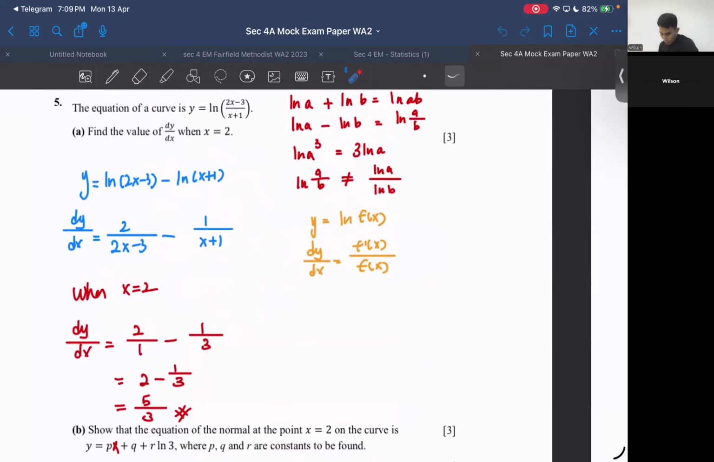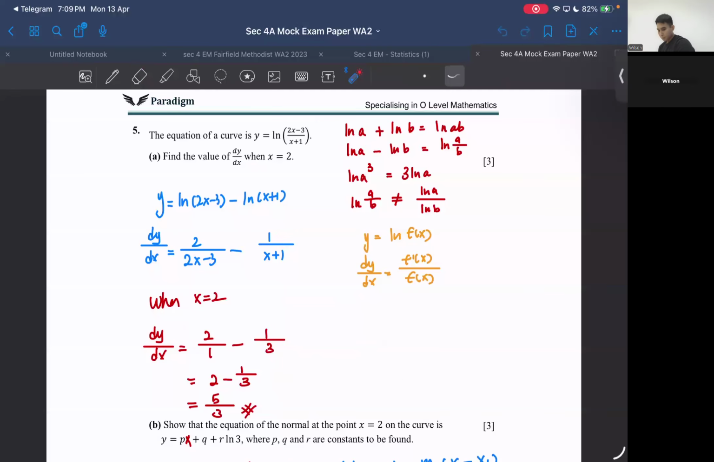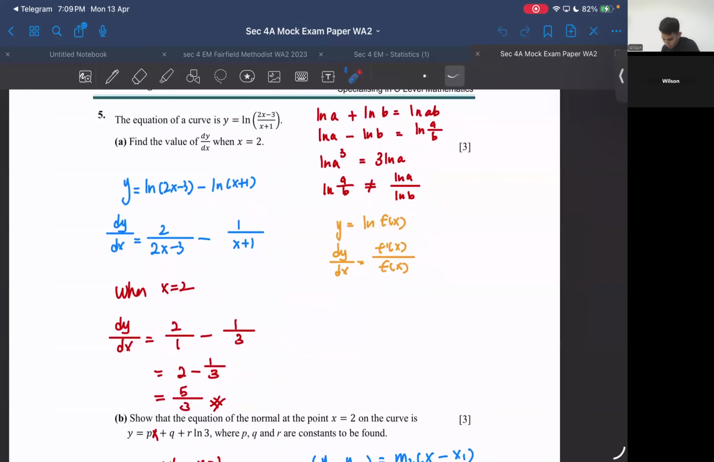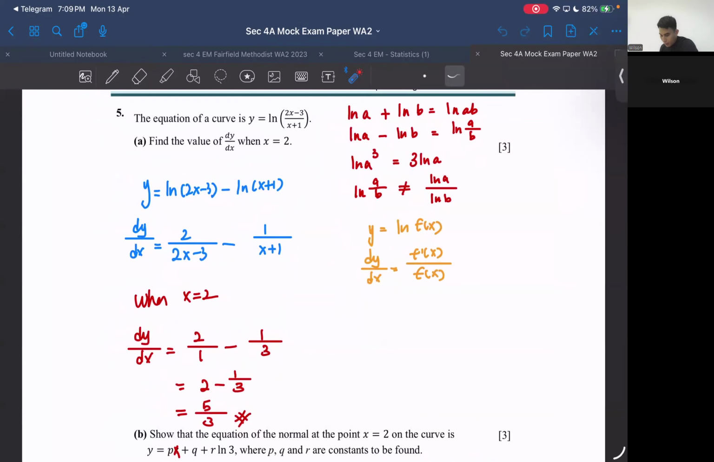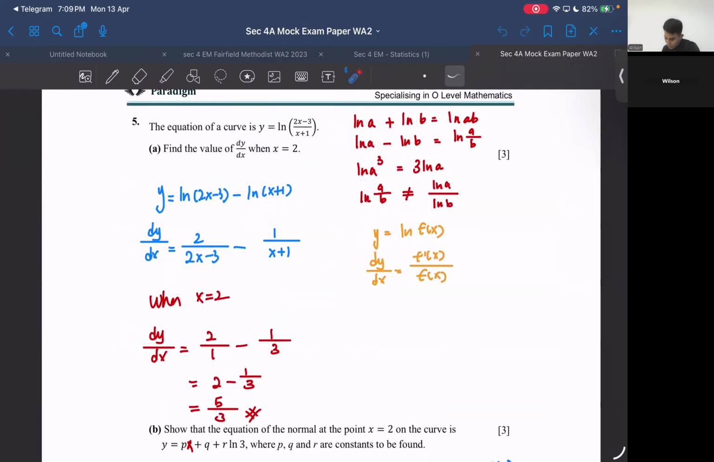Okay, so now question 5 over here. If you got this correct, go and give yourself a tick over here. Now, if let's say you got wrong for this question, please let me know. I will go through it. Okay. Now, question 5 over here, the equation of the curve is this.